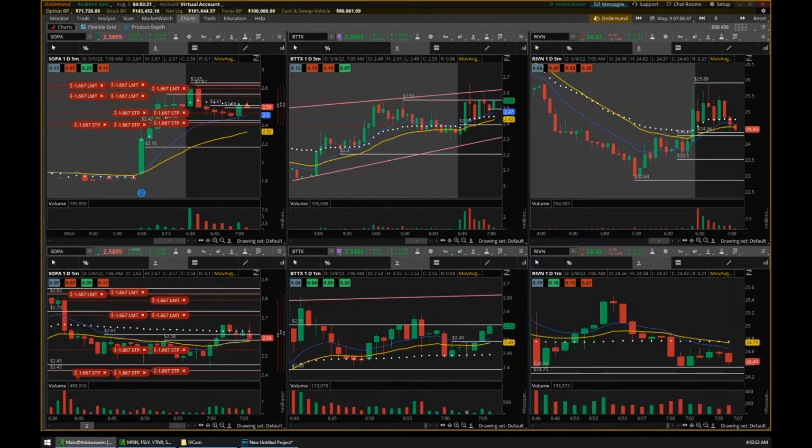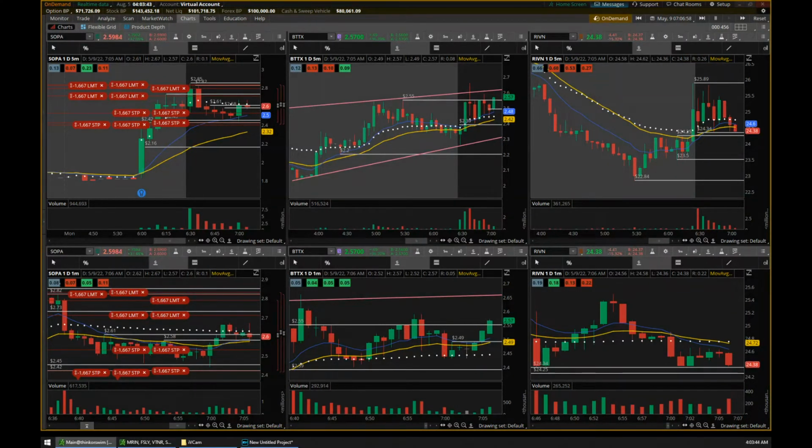There's an ad. Oh, just sold over here for that $200 profit. Up 740 now on BTTX. Really crossing my fingers that we get back above the VWAP on SOPA. I'm up 700 right there.